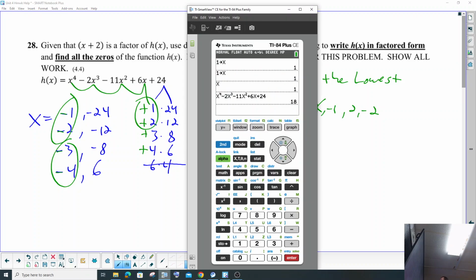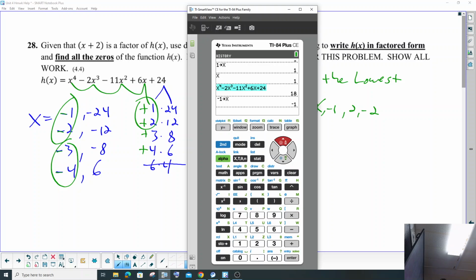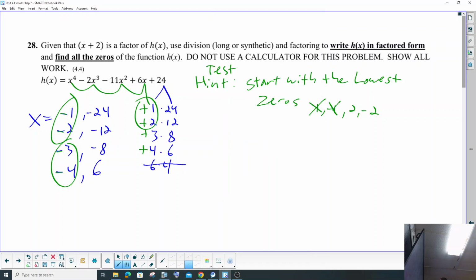So now we try negative 1. We store negative 1 into x, and then we go up and try it again. Whoa, it just does it for you? Yeah, you've already typed it in once, you don't have to type it in again. So we push enter, and we get 10. Darn, negative 1 doesn't work either.